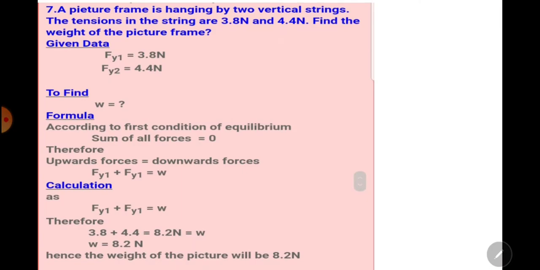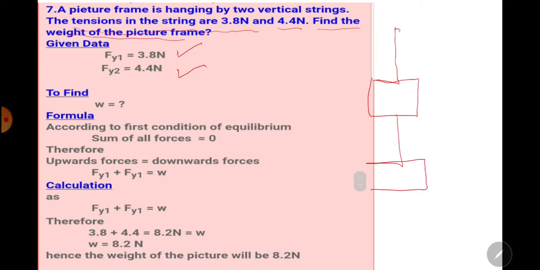Now a picture frame is hanging by 2 vertical strings. The tensions in the strings are 3.8 and 4.4 Newton. Find the weight of the picture. This is one component, this is the other component. For example, this is one body, this is the other body. Its weight is 3.8 and its weight is 4.4 Newton.